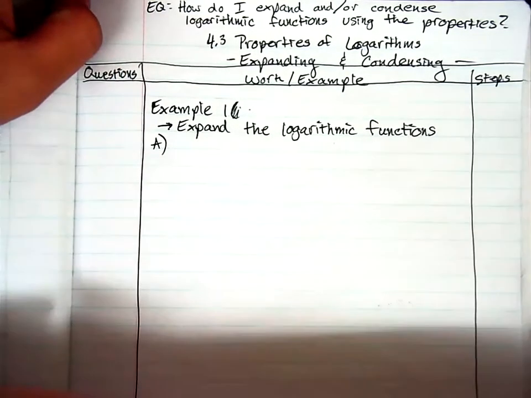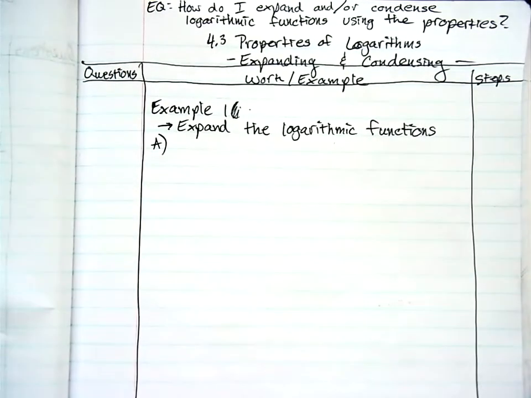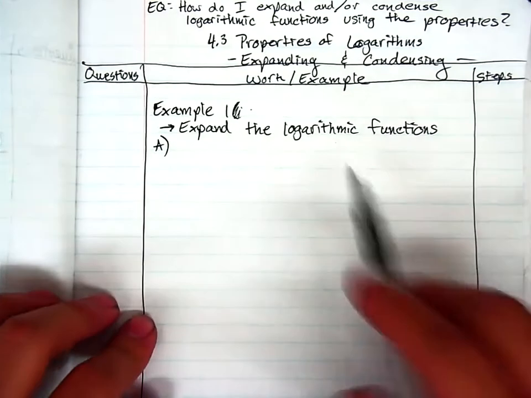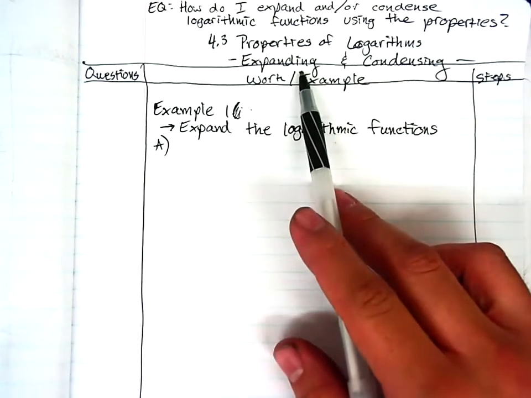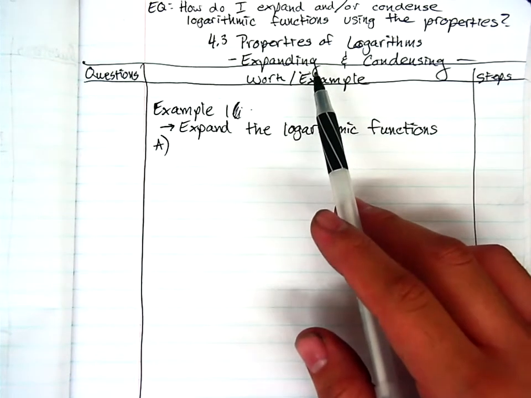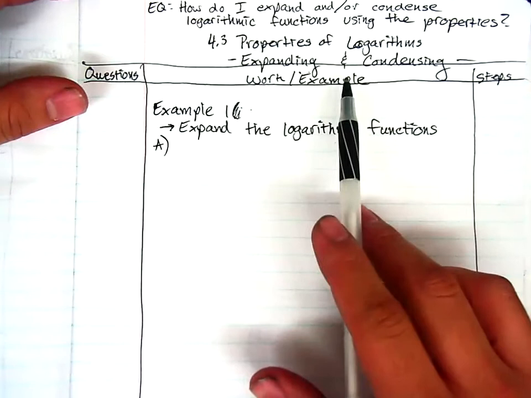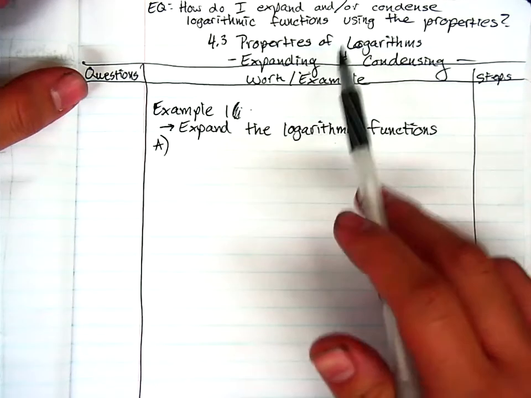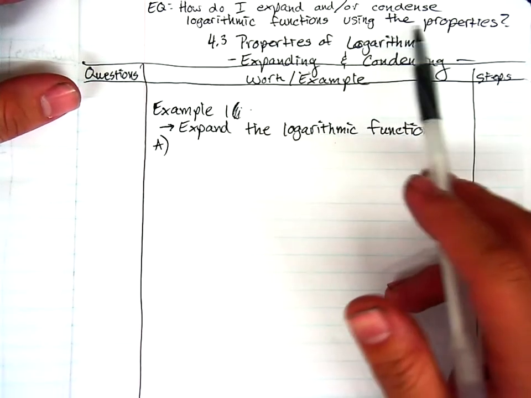Everyone, welcome back. We're going to go ahead and finish up 4.3, Properties of Logarithms. And today we're going to be focusing on expanding and condensing logarithmic functions based on the properties that you learned yesterday. So the essential question today is, how do I expand and/or condense logarithmic functions using the properties?